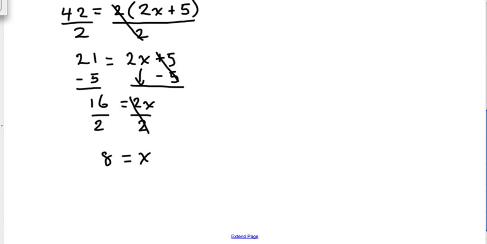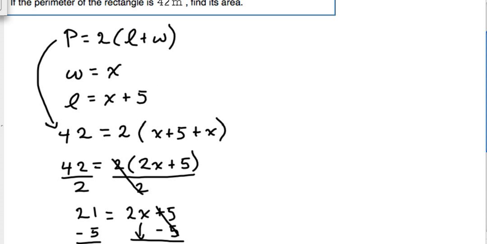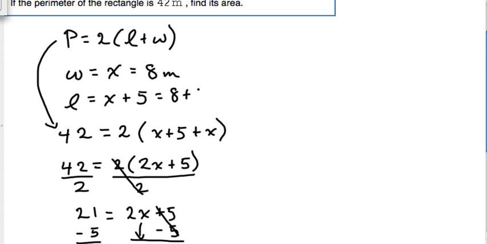So going back up to the top, if x is 8, that tells us our width is 8 meters. Our length is 5 meters more than the width, so we're going to say 8 plus 5 equals 13, so the length is 13 meters.